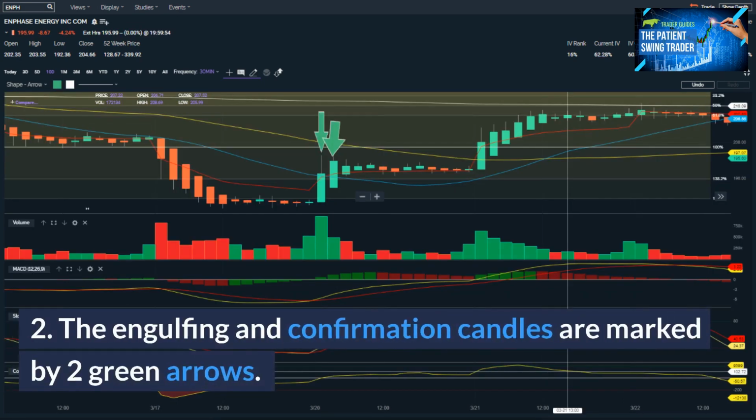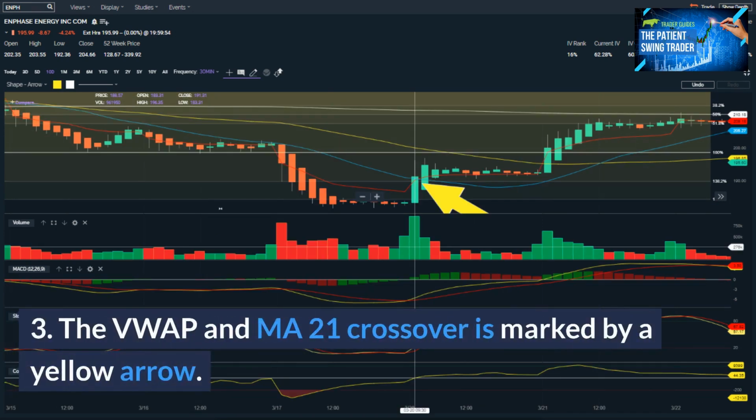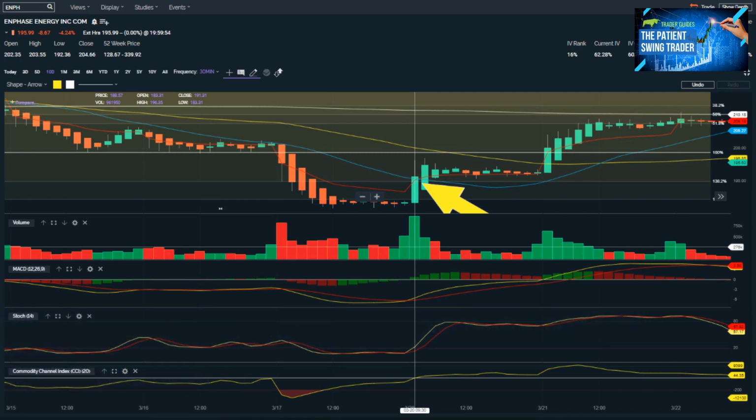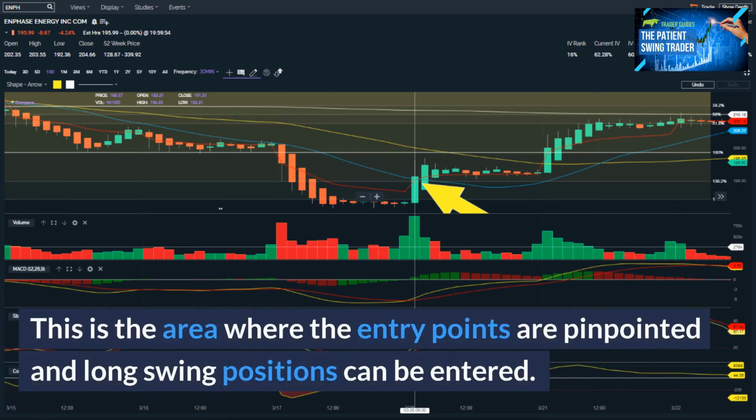2. The engulfing and confirmation candles are marked by 2 green arrows. 3. The VWAP and MA21 crossover is marked by a yellow arrow. This is the area where the entry points are pinpointed and long swing positions can be entered.